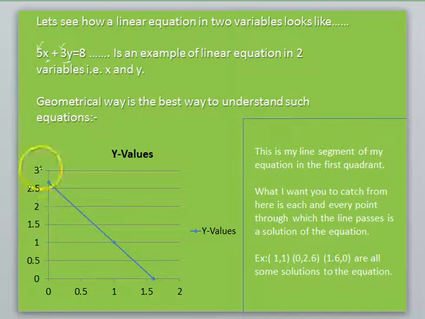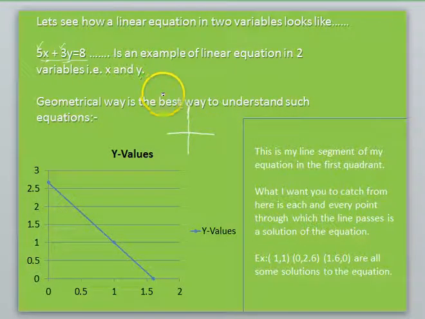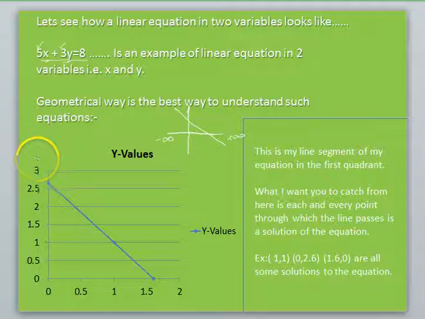This is the first quadrant of my picturization of this line, represented in a geometrical way. This line can extend from anywhere on the line towards positive infinity; this is my negative infinity and this is my positive infinity on the x-axis. So I've shown you the geometrical representation in the first quadrant. This is my line segment of the equation in the first quadrant.